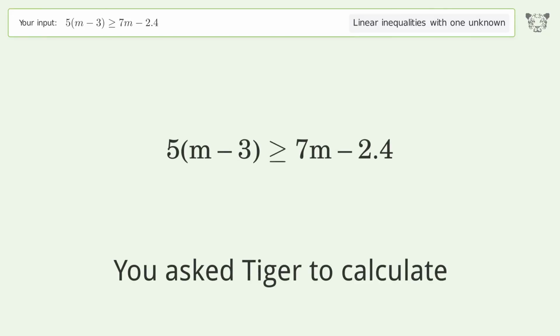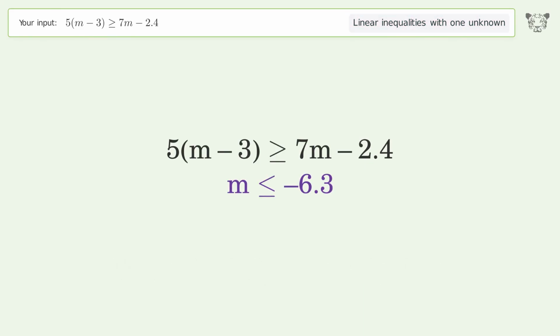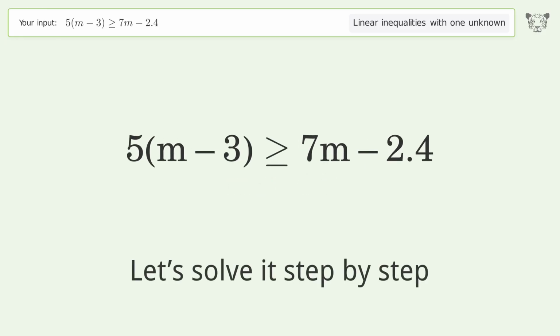You ask Tiger to calculate. This deals with linear inequalities with one unknown. The final result is m equal or smaller than -6.3. Let's solve it step by step.